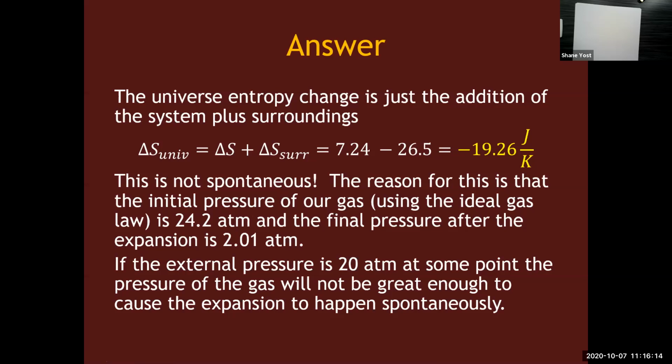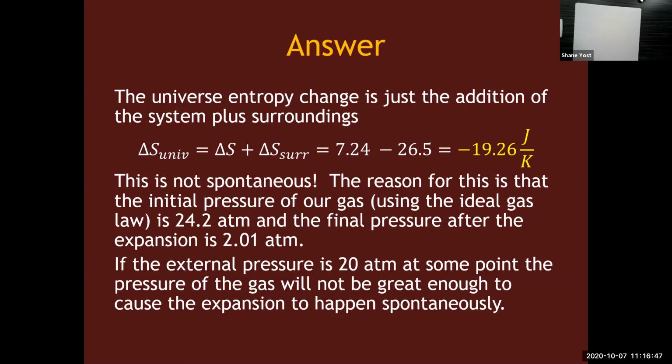Okay, this is not a spontaneous expansion, right? And the reason is because if you calculate using the ideal gas law the pressures of your gas initially and finally, the final pressure of the gas is 2 atmospheres, okay? So while the initial pressure of your gas, 24, is greater than the external pressure of 20, at some point you start expanding your gas against an external pressure that's greater than the pressure of the gas, which is not going to happen spontaneously, right?